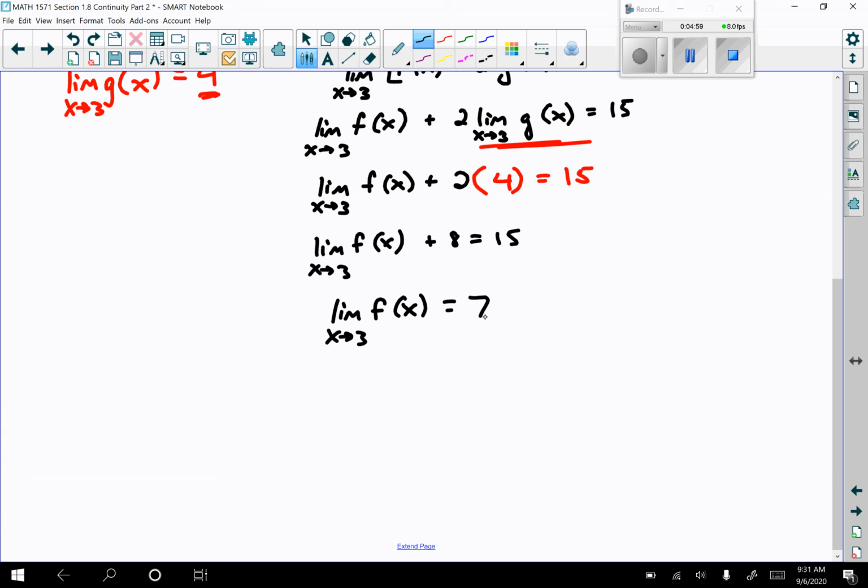to be 7. So since f is a continuous function, then the limit of f of x as x approaches 3 is also equal to f of 3. Therefore, f of 3 is equal to 7.